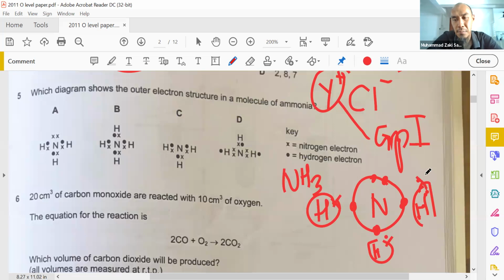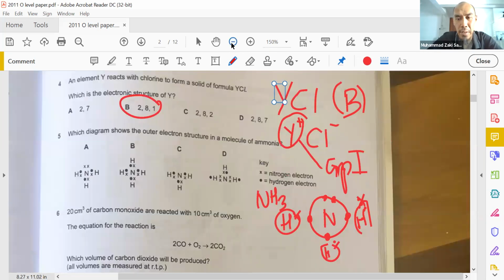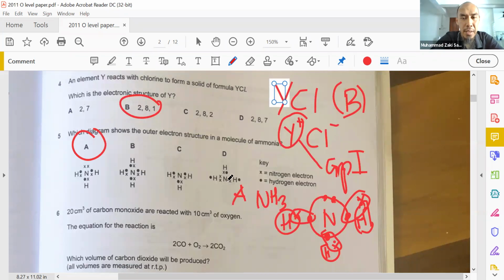So as for the cross, I need to zoom out on the pen here. If you see, this one will share, this one will share, this one will share. So the structure that looks close to this should be right. For this question, you need to really draw very quickly, right? For your dot and cross diagram. A. So question 5 is A.